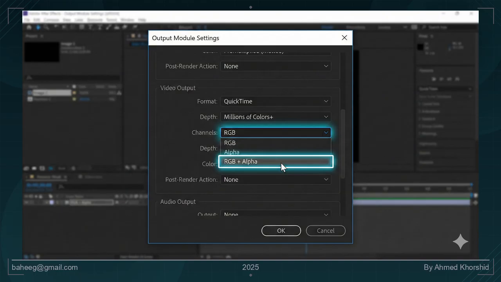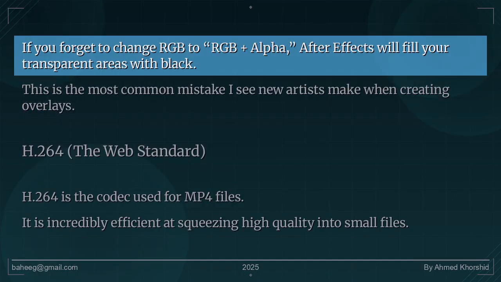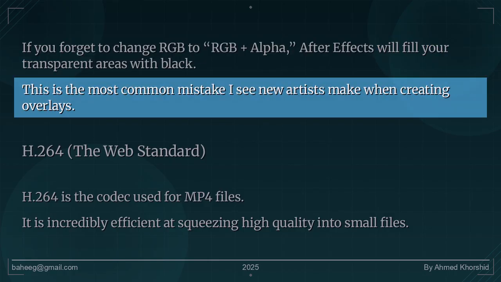Figure, a close-up screenshot of the After Effects Output Module Settings dialog box. The focus is on the Video Output section. The channels drop-down menu is open and RGB plus Alpha is highlighted with a bright accent color. A cursor hovers over it. The format is set to QuickTime. If you forget to change RGB to RGB plus Alpha, After Effects will fill your transparent areas with black. This is the most common mistake I see new artists make when creating overlays.